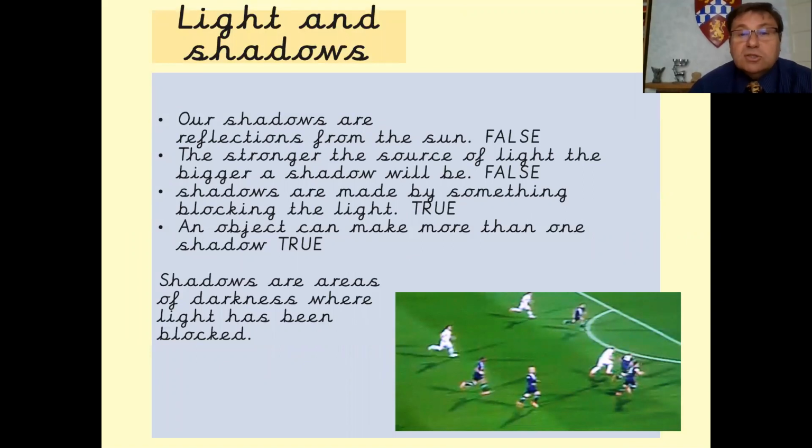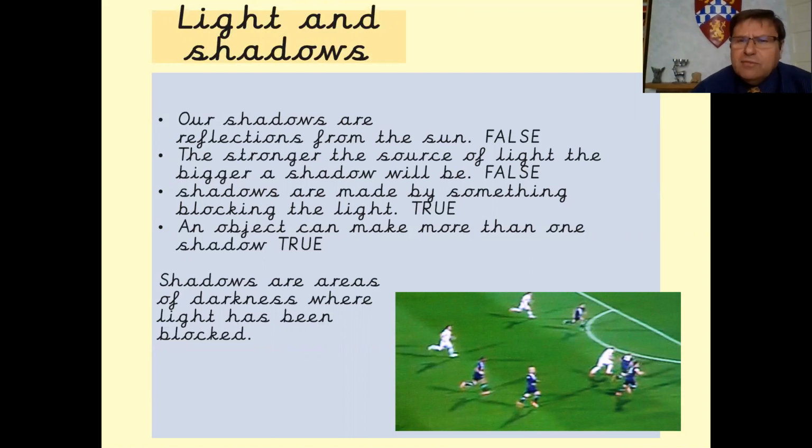The stronger the light source, the bigger the shadow. Well, that's actually false. The stronger the light source, the more defined the shadow, the more accurate the shadow, the more detailed or darker the shadow, but not the size of it. The size won't change. Shadows are made by something blocking the light. That's absolutely true. So as the light comes down, the shadow is caused by something blocking the light.